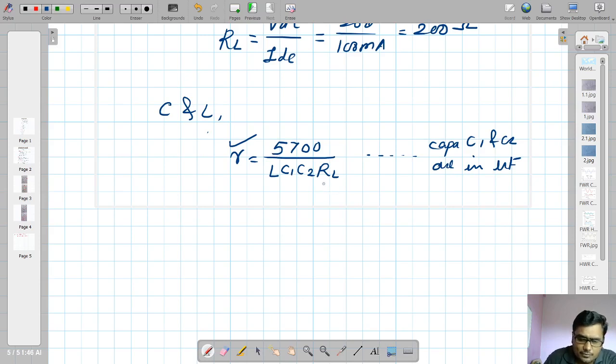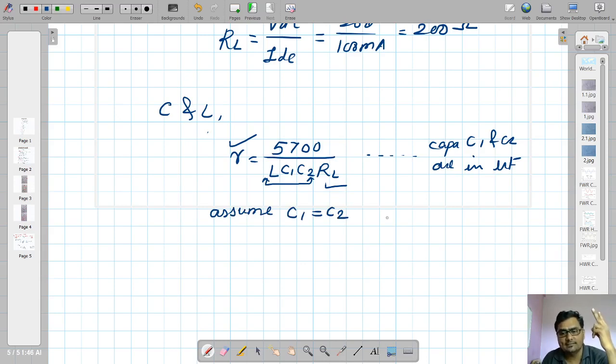Then the value of the load resistor is also given. My job is to calculate the inductor and capacitor. Now, if one inductor and one capacitor value is given, then only it is possible to calculate the second capacitor. Within one equation it is not possible for us to calculate all three values, that is C1, C2 and the inductor. So to make things simple, I will assume C1 is equal to C2.